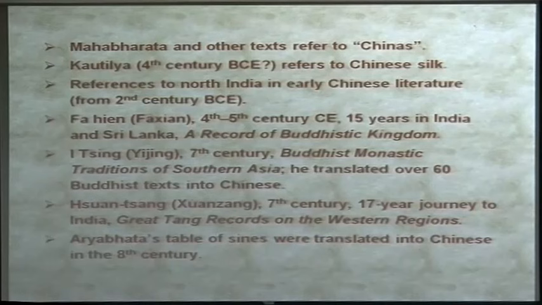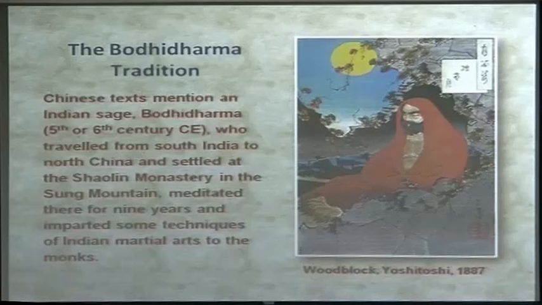And then many things happened. For example, there were exchanges at the level of mathematics. They borrowed a little bit of Indian mathematics, for example, the table of sines of Aryabhatta, but many more things which I'm going briefly to show. For example, there is a strong tradition in China and somewhat in Japan.